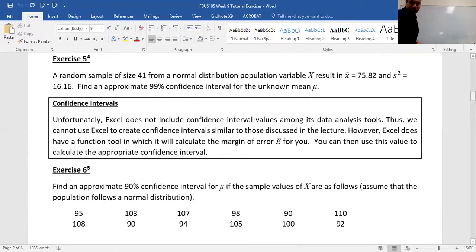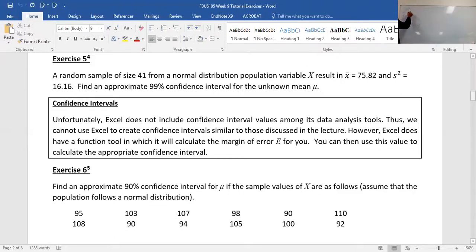Exercise number 5. A random sample of size 41 from a normally distributed population X results in X bar and S square given. Find the approximate 99% confidence interval for the mean. Looks like the same thing, kind of. But it's better to do it. Practice makes you perfect. So just do it quickly. Don't take much time because it's a similar sort of question. You also do it in 5 minutes.